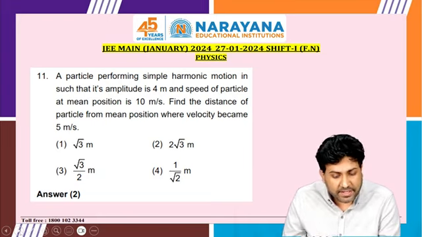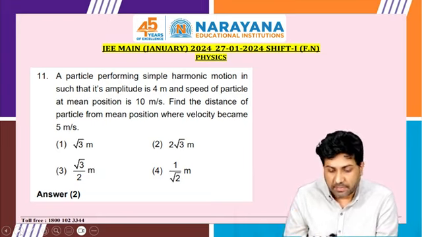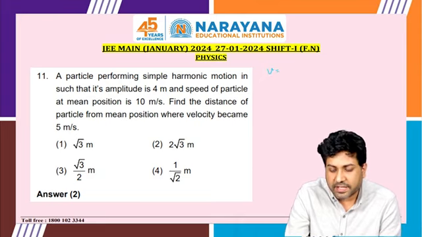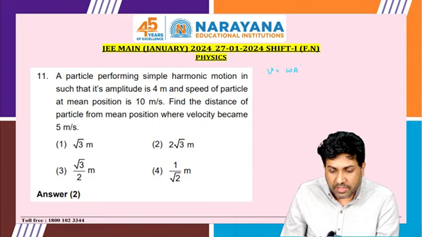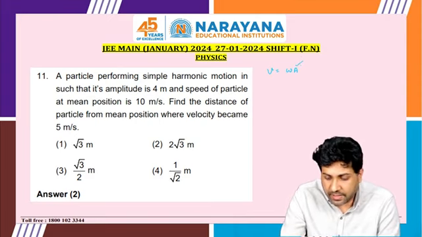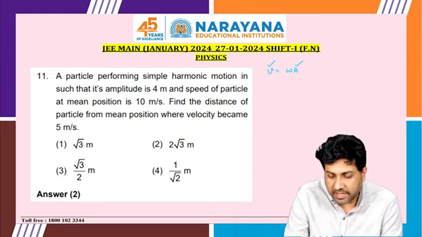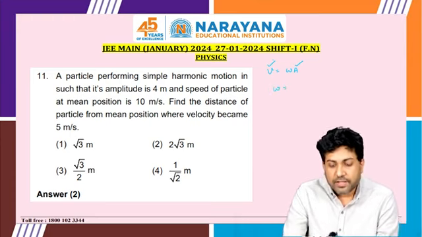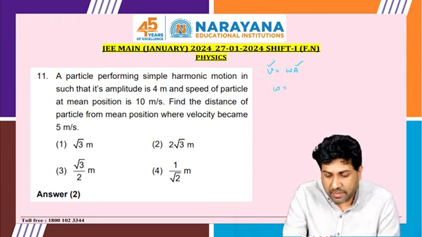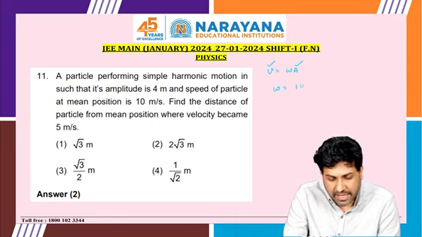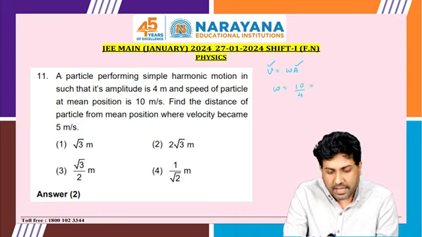The speed of the particle at its mean position is 10 meters per second. You know the speed of the particle at its mean position, V is equal to omega A. They have given us the amplitude and the speed at the mean position, so I will get omega. The angular frequency of SHM according to this question is 10 upon 4, which comes out to be 2.5.